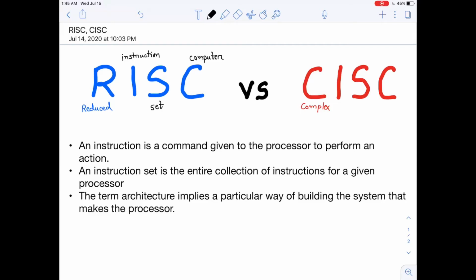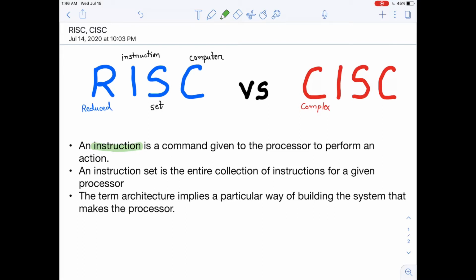In this lecture, we are going to focus on two instruction sets. The first one is RISC, or Reduced Instruction Set Computer, and the other is CISC, which stands for Complex Instruction Set Computer. But before we do that, let us first take a look at what an instruction is.